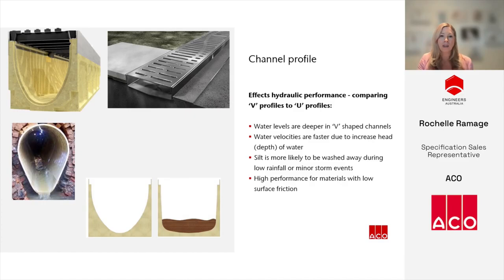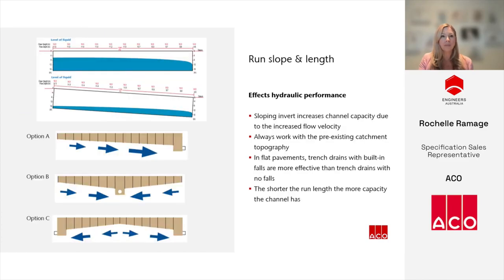This is especially effective when the channel material has a low coefficient of friction. U-shaped channels are common, but they don't self-clean as effectively in minor storm events. This is the same principle behind egg-shaped sewers. Deeper flow paths improve performance and reduce blockages.